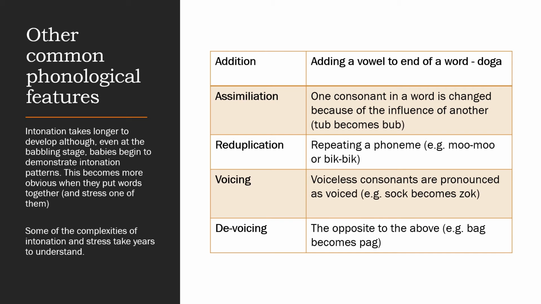Devoicing then is the opposite way round, so the unvoiced part of the pair is used rather than the more appropriate voiced part of the pair, and so here we have bag turning to pag. Other common phonological features are the prosodic features, so things like intonation, emphatic stress, tempo, and volume. Those are all things that a child will acquire slowly but surely.